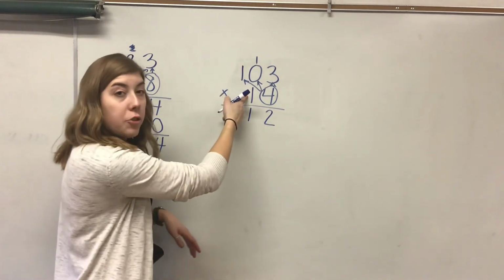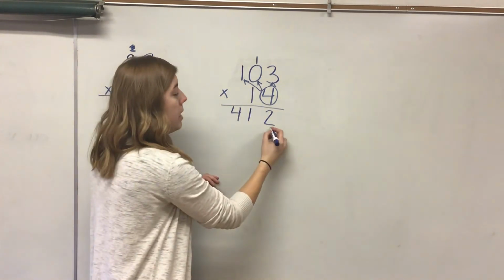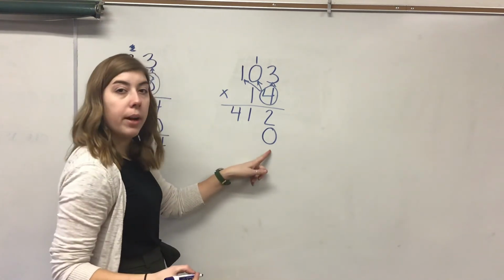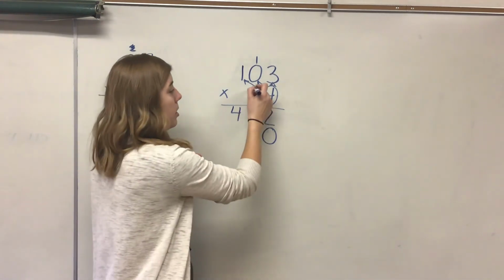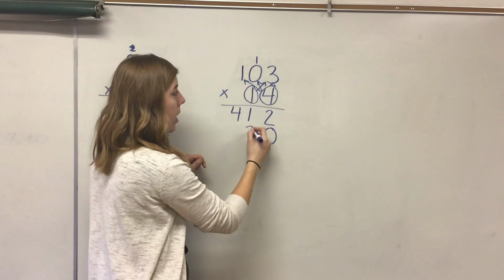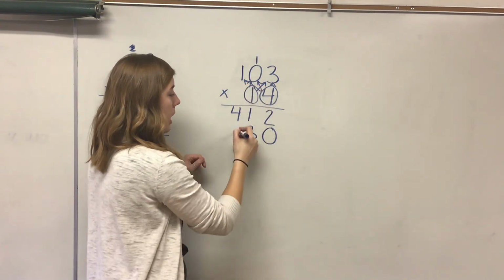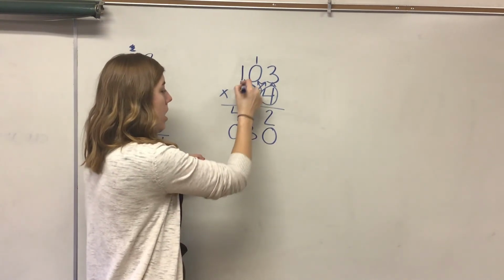Alright, now we're at that part where we were last time. Remember, this 1 is actually worth 10. Its value is 10. So I need to block off the ones place by placing this 0 here. And now I repeat my steps. 1 times 3 is 3. 1 times 0 is 0. 1 times 1 is 1.